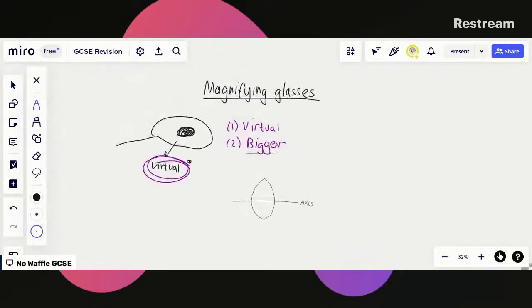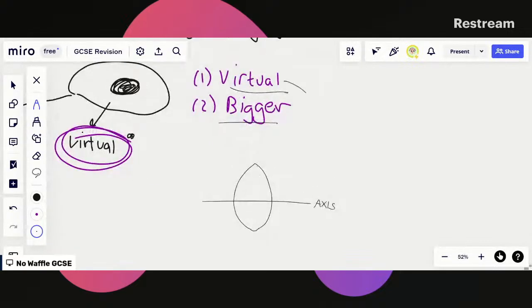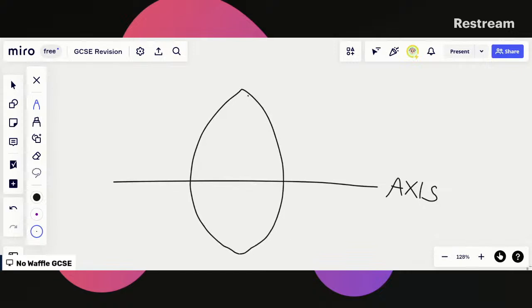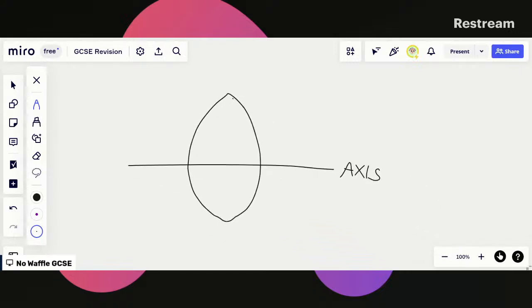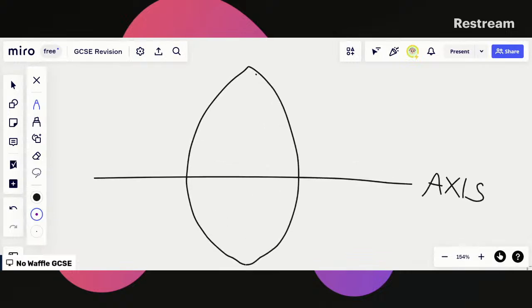And in order for it to be virtual, we know that convex lenses only produce virtual images if it's less than one focal length away. So that's why magnifying glasses only work if you're holding your magnifying glass really close to an object, less than one focal length. If it was greater than one focal length, then you wouldn't get a virtual bigger image that's correct. So you've got your convex lens here.